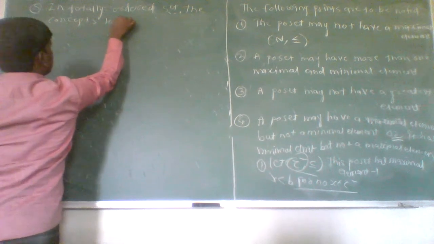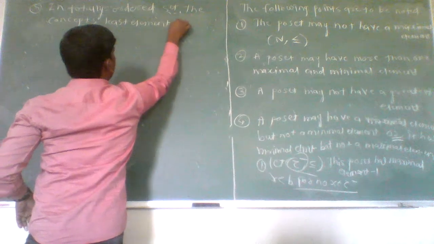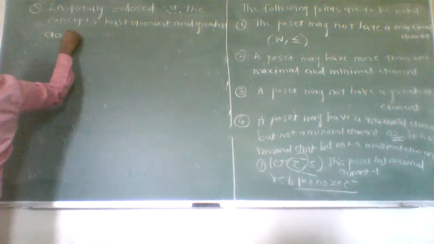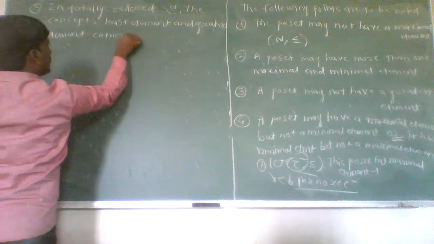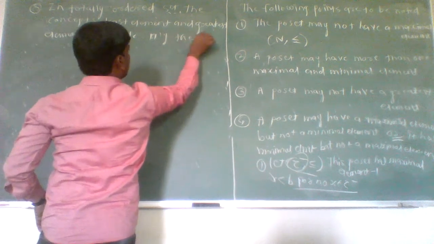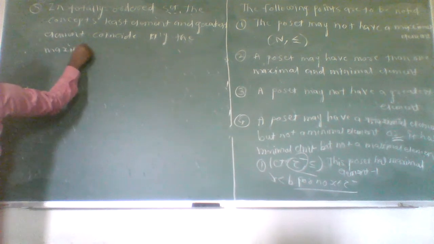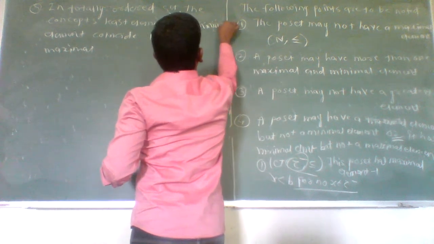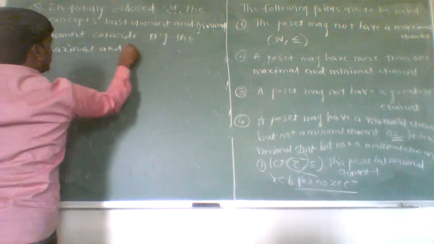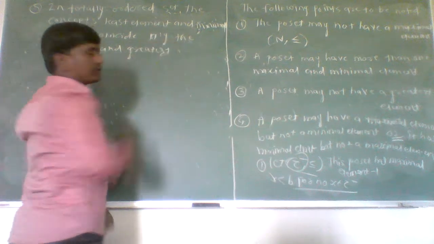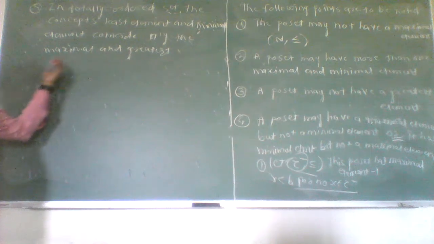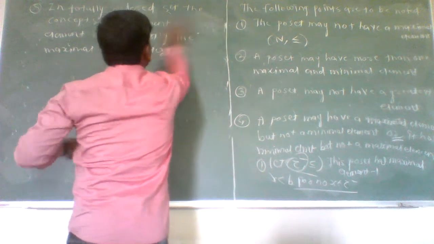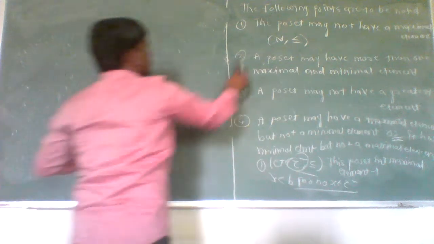The concepts least element and greatest element coexist. Okay. Similarly, the minimal and maximal element. That is, if the given set is a totally ordered set, then the least element is nothing but the minimal element, and the greatest element is nothing but the maximal element, and vice versa. Okay. Now let us see some examples depending on these points.